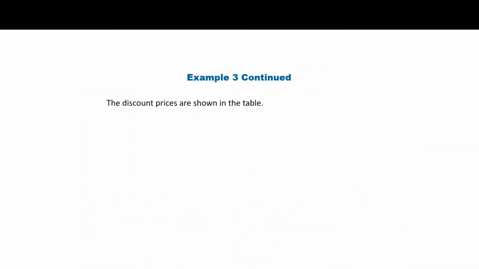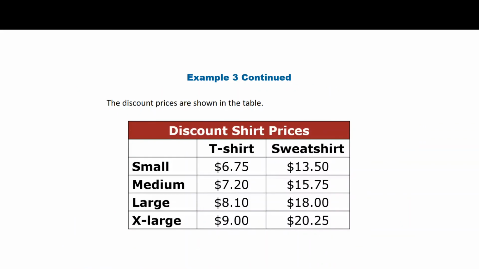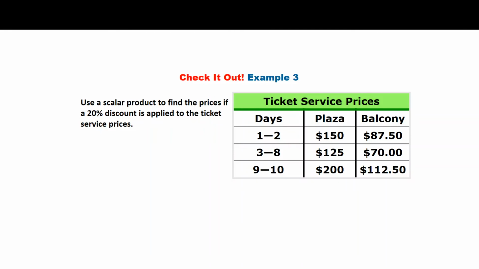All right, so here they just rewrote the discount prices in the table. They took the information from the matrix and put it back into a table. All right, here's another one for you to try. Use scalar product to find the prices if 20% discount is applied to the ticket service price.